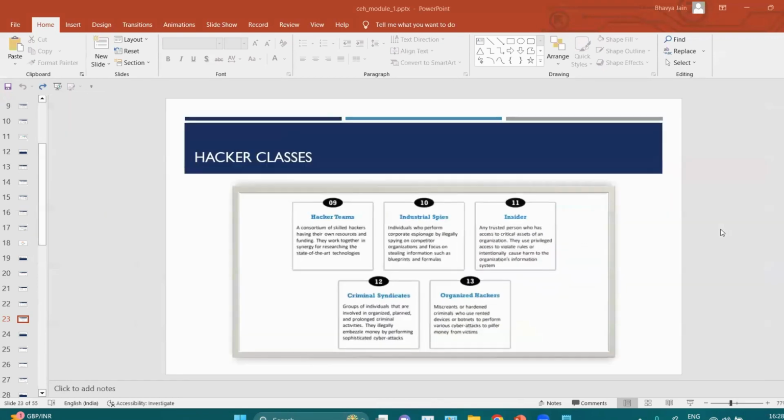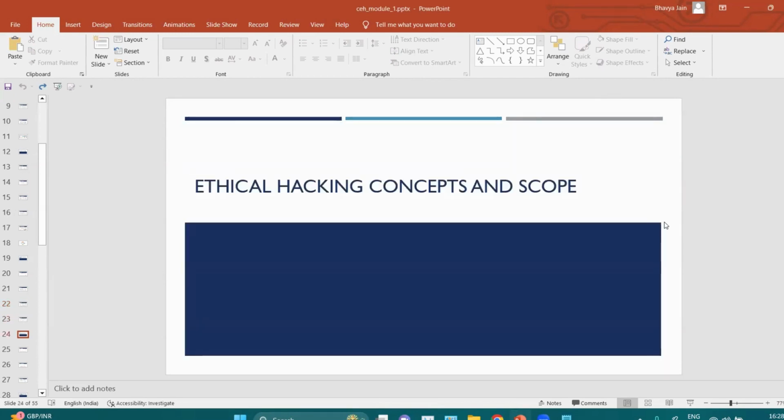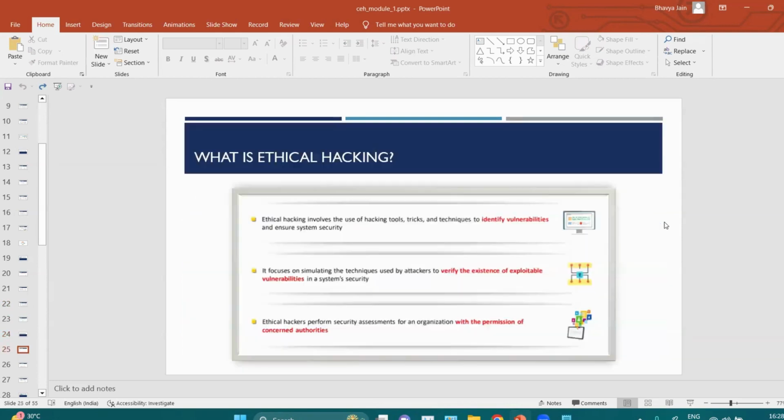So we have these hacker classes, and these first eight are very common and very important for the exam also. Then we have ethical hacking concepts and scope. So who is an ethical hacker, or what is ethical hacking? Ethical hacking is the process of hacking devices while replicating the actions of a malicious hacker.